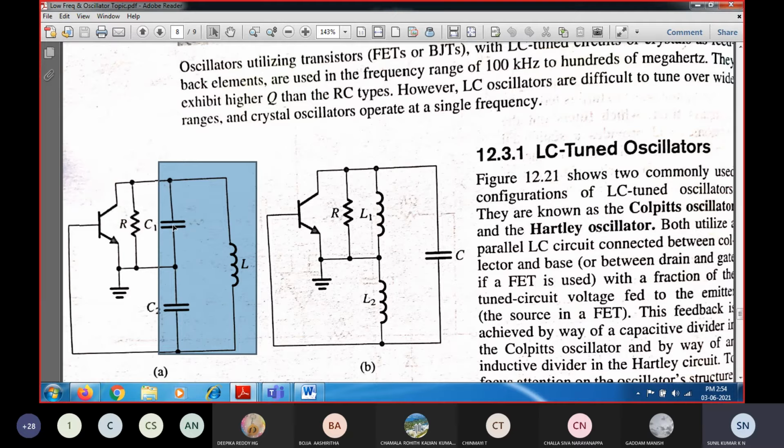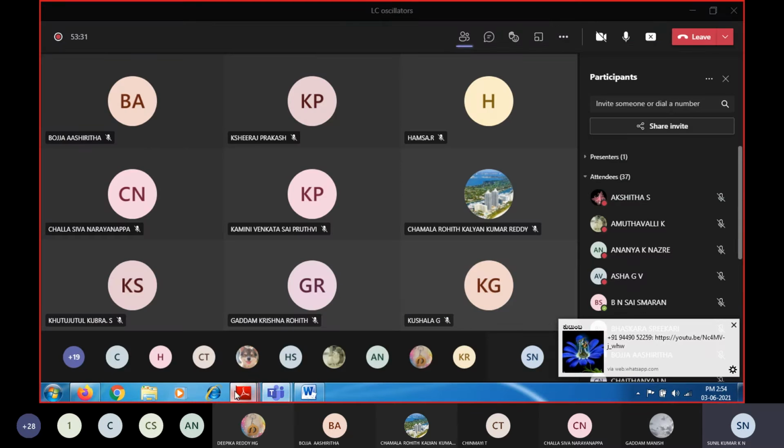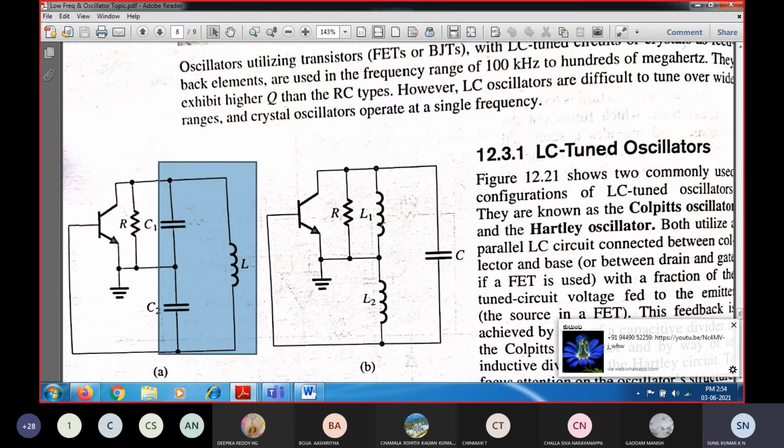So in the Hartley or Colpitts oscillator, both inductor as well as capacitors will be there. Easy to remember: Colpitts means two capacitors, because C stands for capacitor. And for Hartley, you should remember the SI unit. What is the unit of inductor? Henry. So Henry stands for inductor. So you'll have two inductors and one capacitor in the feedback path.